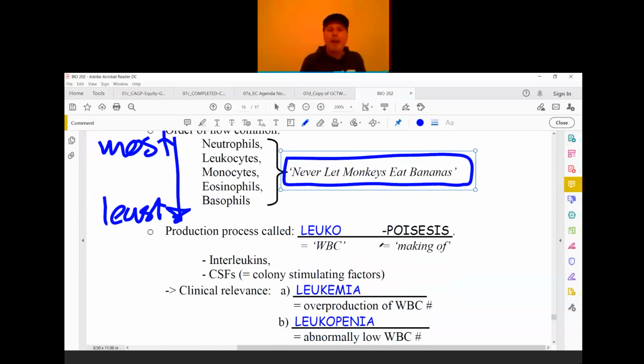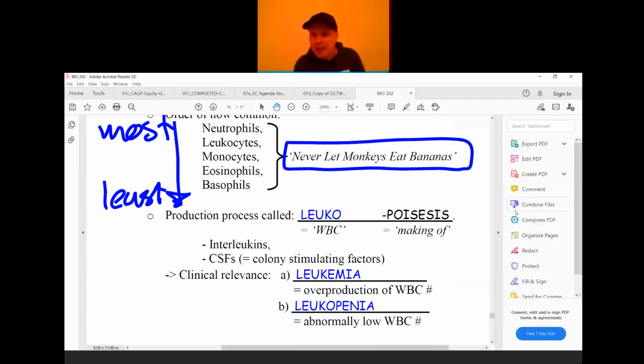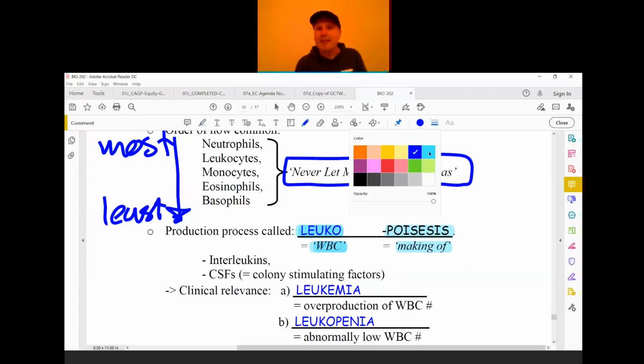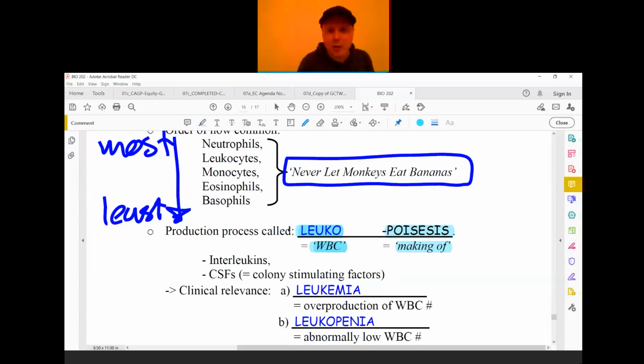And the production of the white blood cells, well, that is going to be, again, a certain kind of poiesis. We remember that poiesis referred to the making, or production, of something. And because we're talking about leukocytes, it's going to be leukopoiesis. So production of white blood cells is known as leukopoiesis. That's another type of cell production process that you need to know.